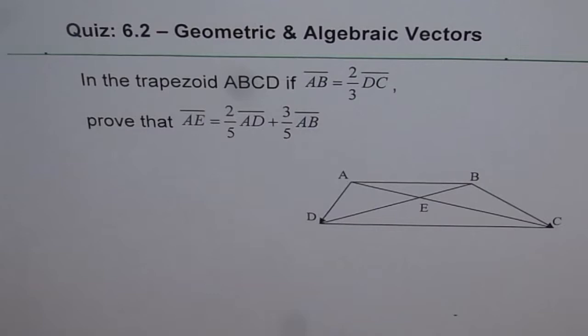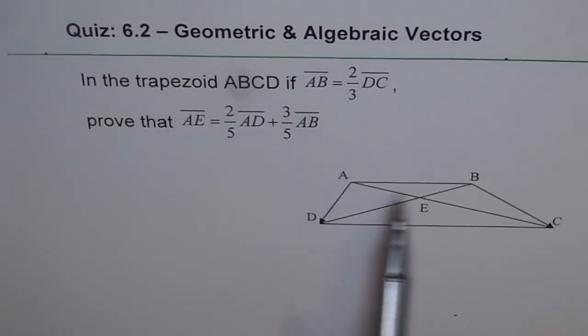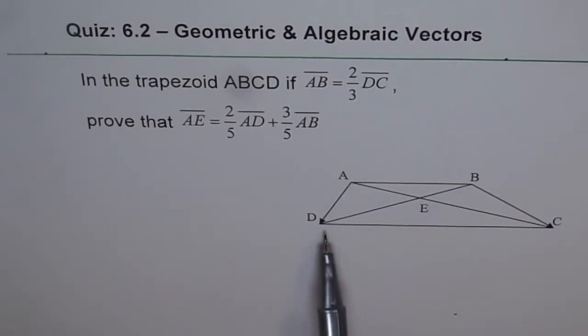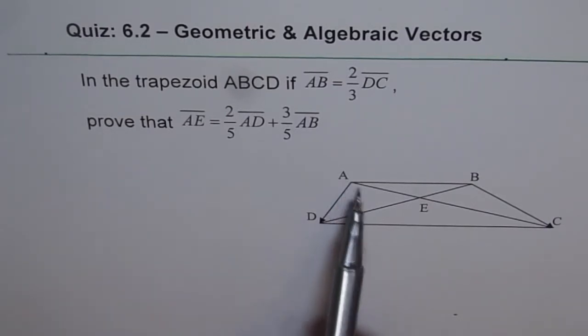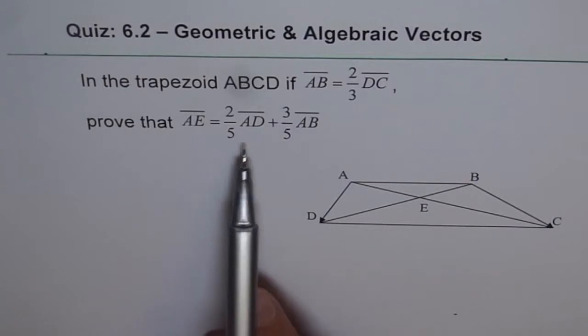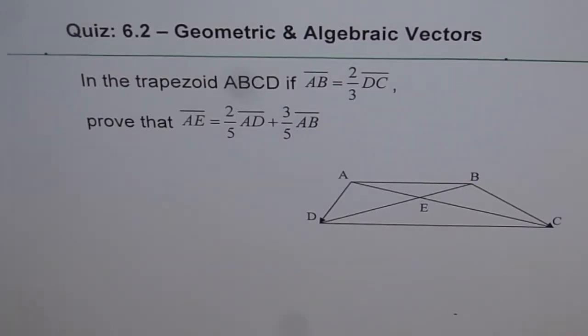The question here is, in the trapezoid ABCD, if AB is 2/3 of DC, prove that AE is equal to 2/5 of AD plus 3/5 of AB, right? So that's the problem. So read it once again, try to understand the problem. Figure is given before you and try to attempt it.